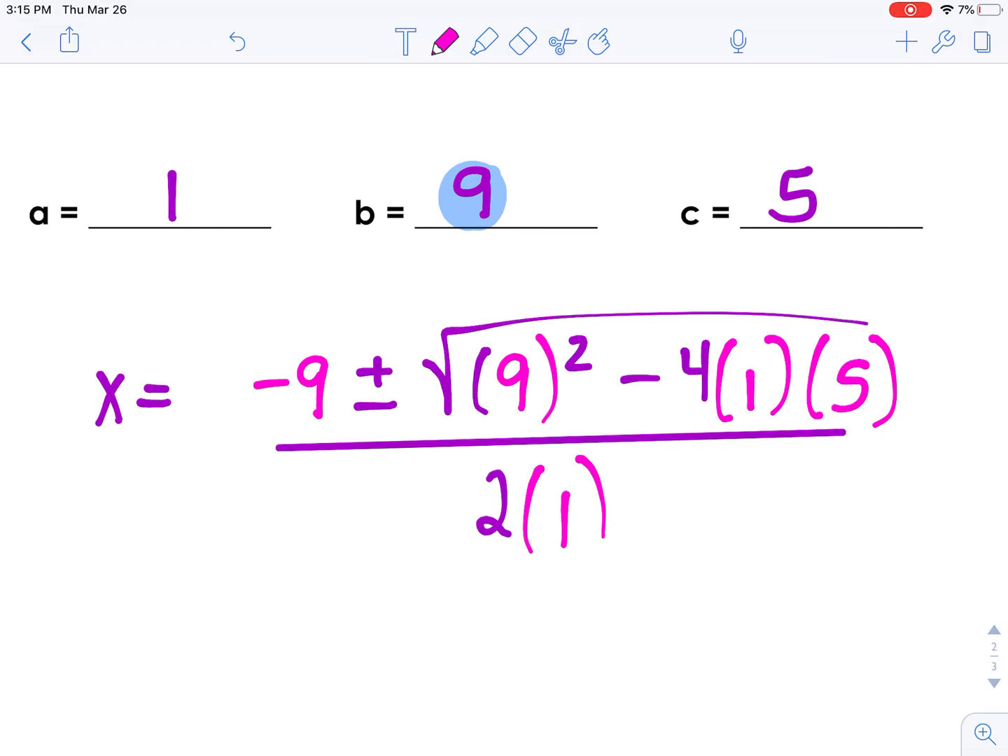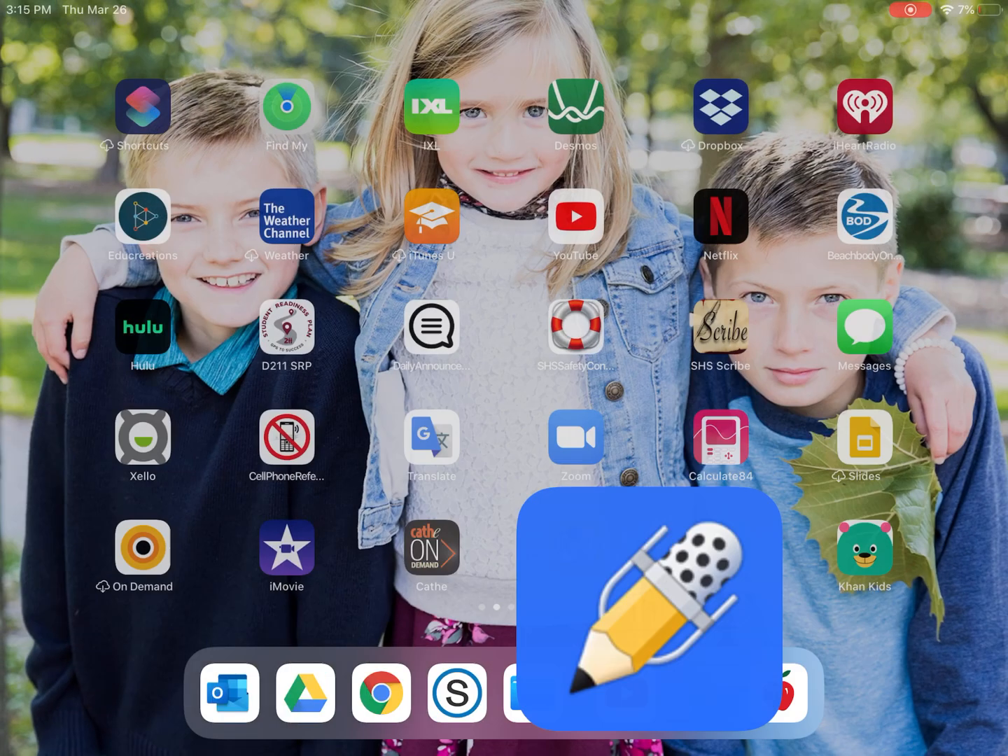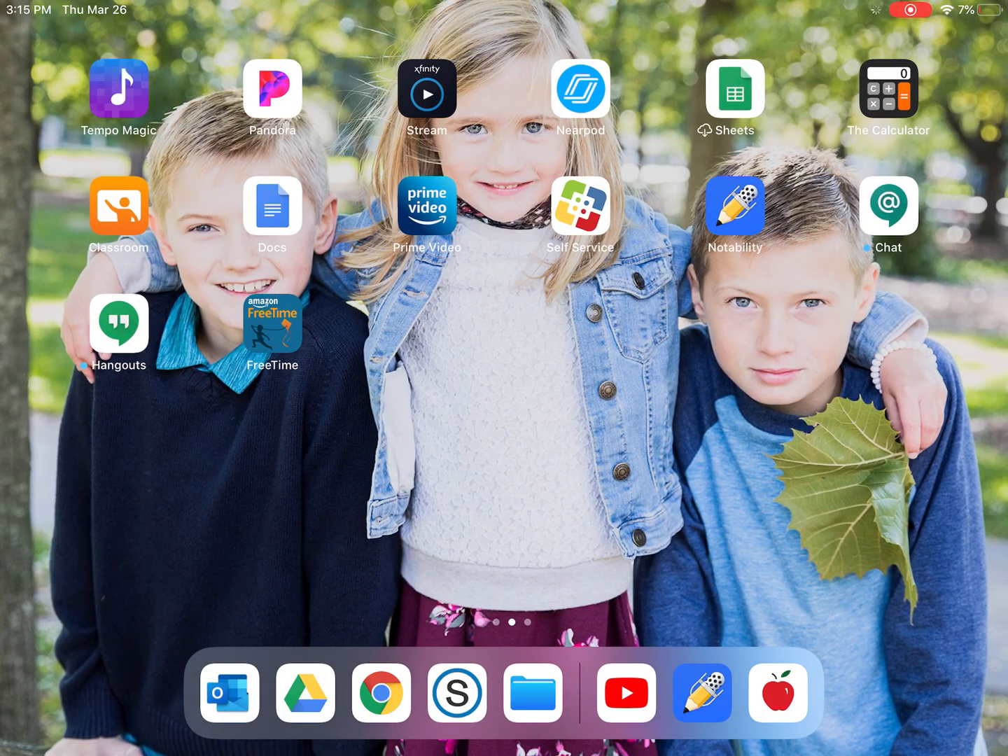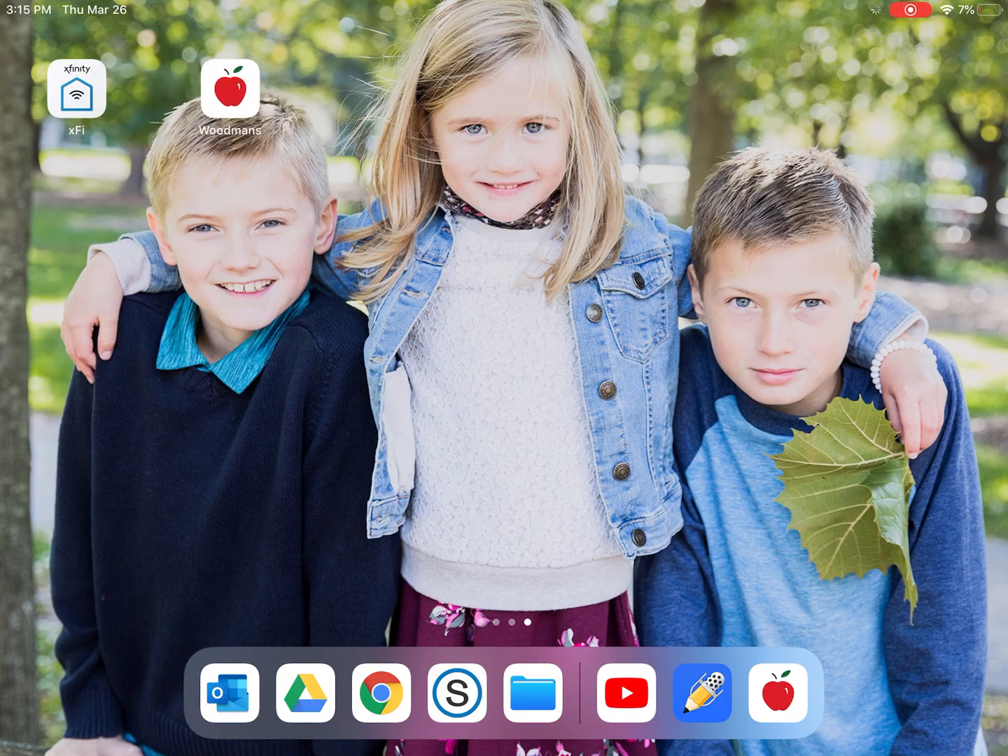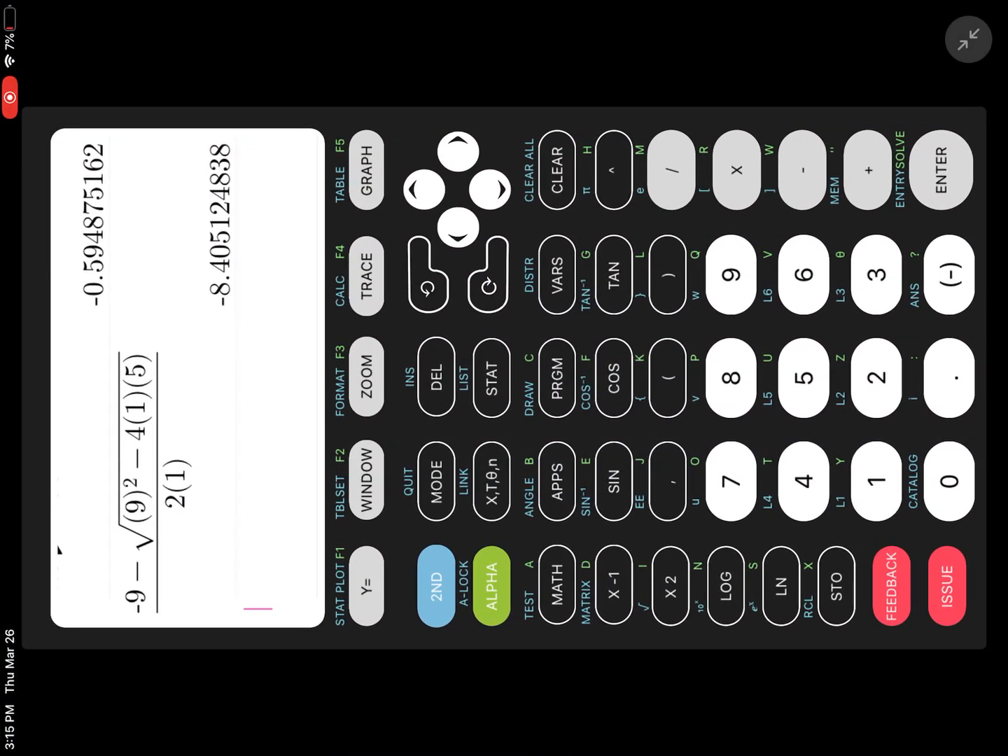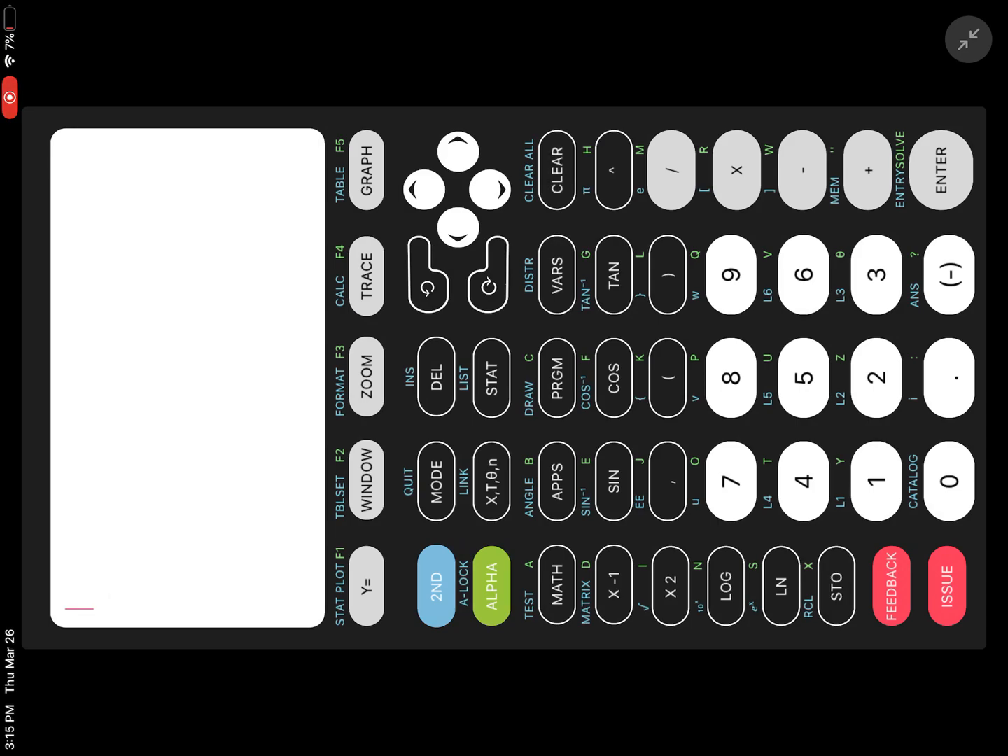When I say submit your homework, you may either send me pictures of this, or the other option is to send me pictures of your calculator screen. Let me find my calculator. Here it is. I have to go back and turn this. Hopefully it turns okay for you guys.